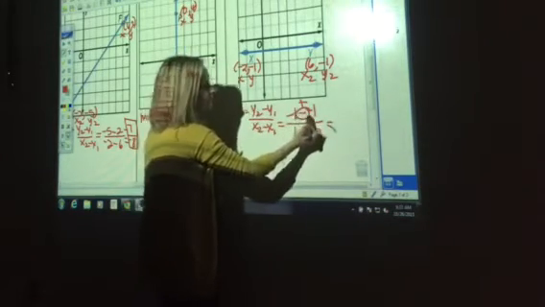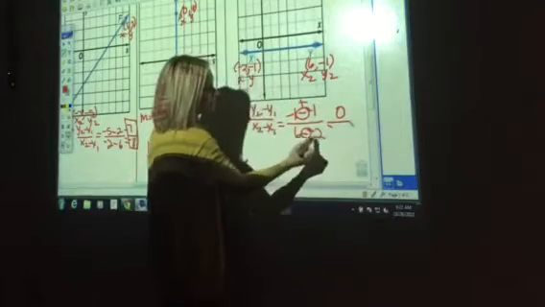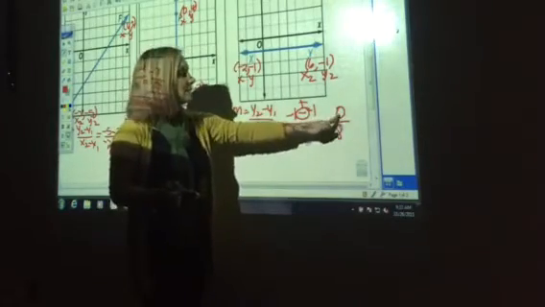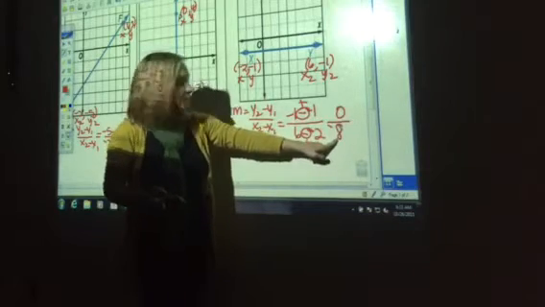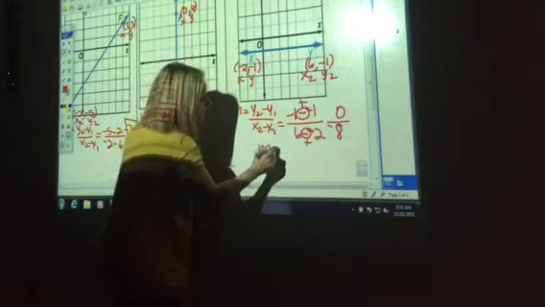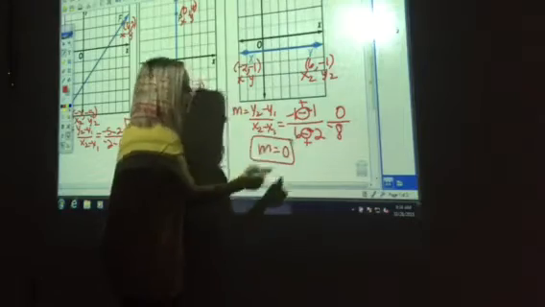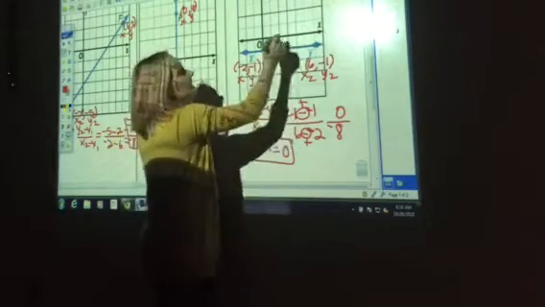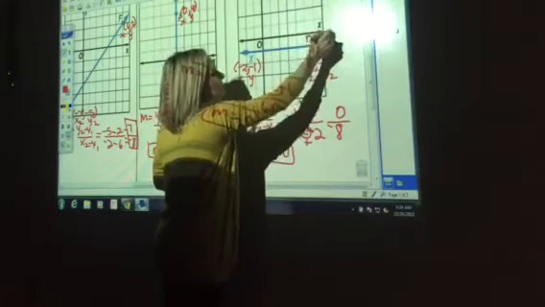This gives me -1 plus 1 is 0, and 6 plus 2 is 8. Now 0 is on top, 0 divided by 8. Even if you plug that in your calculator, your slope is going to give you 0, okay? If it's on top, this horizontal line right here, any horizontal line, our slope is going to be 0.